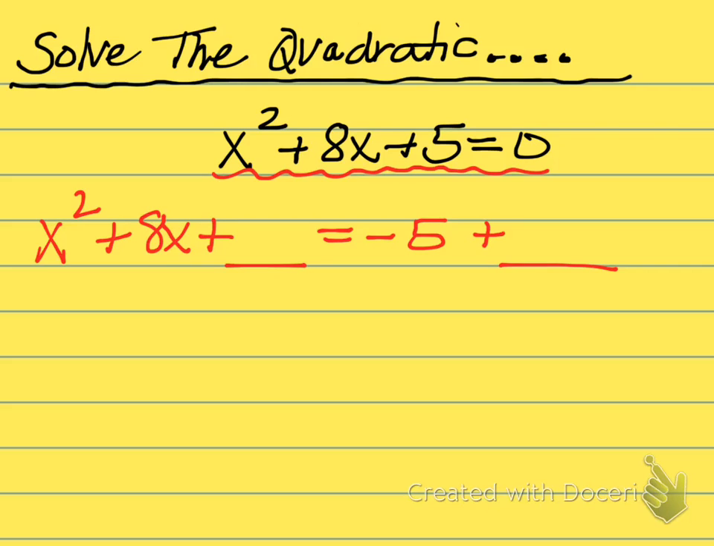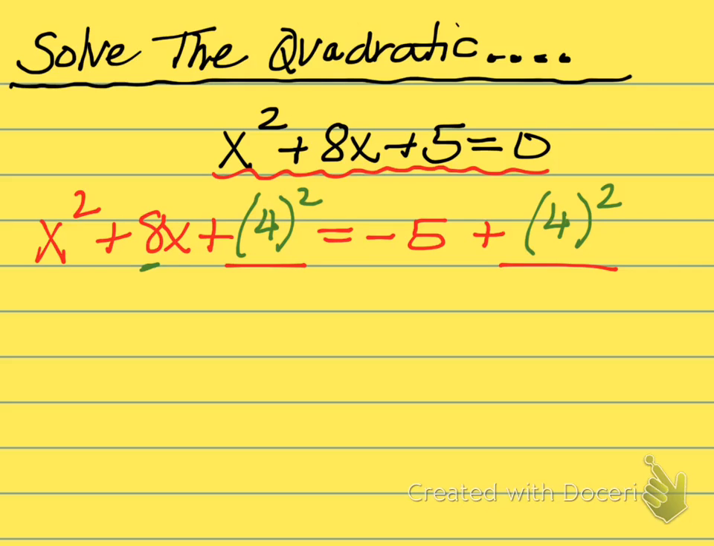To fill the blank, and this is the key to the whole process, if you do this right, you're well on your way. Locate your x number. The x number is 8. Take half, which is 4, and square it. And if we add something to the left-hand side, we've got to add that to the right-hand side as well.